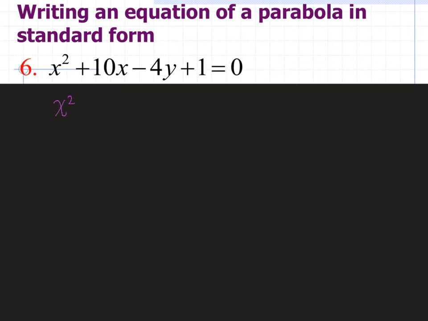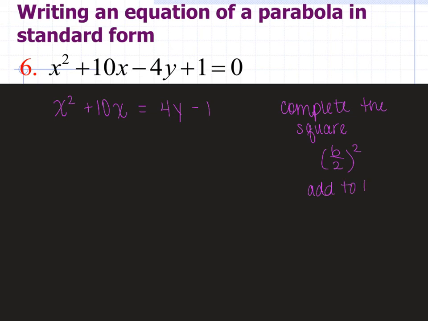So I'm going to end up with x squared plus 10x equals 4y minus 1. So far, I have all of my variable that's squared by itself, and everything else is on the other side. Now I need to complete the square. So we do this to make sure that our left-hand side can be written as a binomial squared. Hopefully you remember this a little bit. If you don't, here's a quick little rundown. You take whatever your b term is, divide it by 2, and square it. And you're going to add that to both sides.